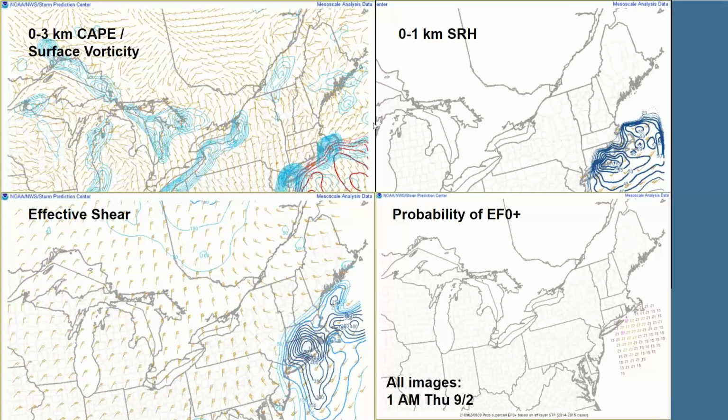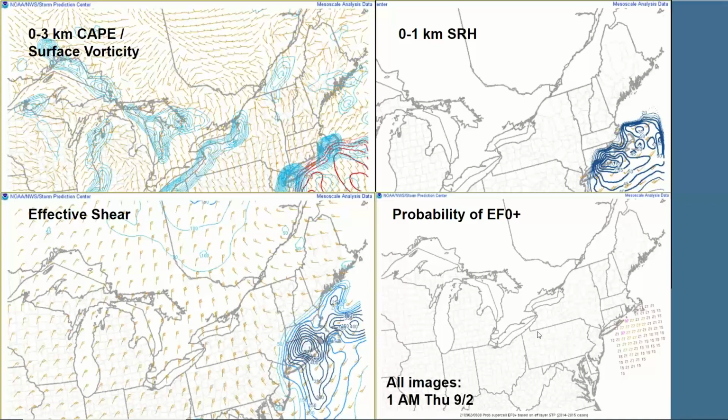And top right corner, you can see the 0 to 1 kilometer storm relative helicity. So there's quite a bit of low-level spin, and any storms that get going are capable of producing spin-ups. Bottom left corner, that's effective shear, 0 to 6 kilometer shear. So you can see pretty high values. In this case, you're talking about 350 to 500 units of shear. And usually you don't get that unless you get a tropical environment.